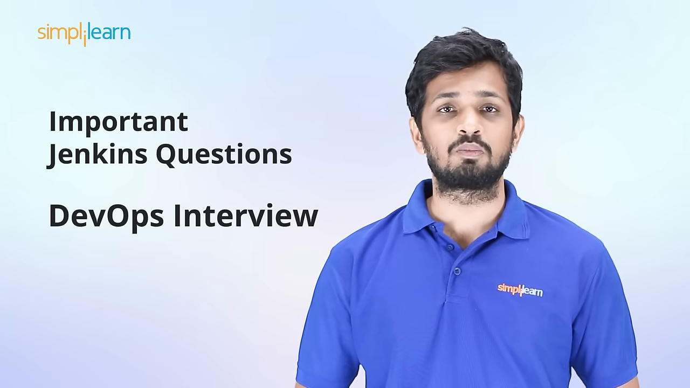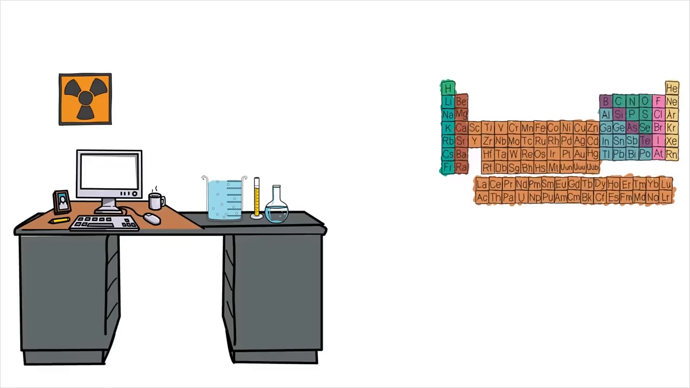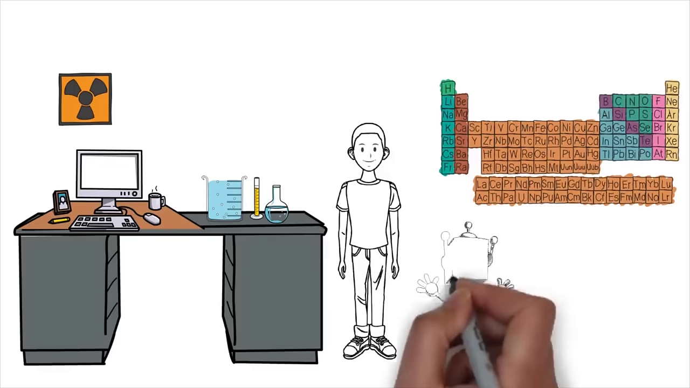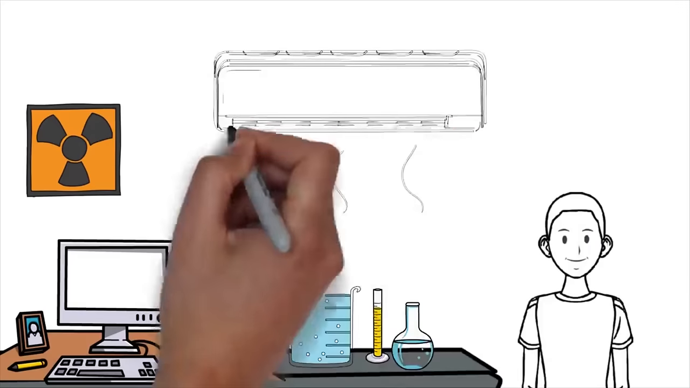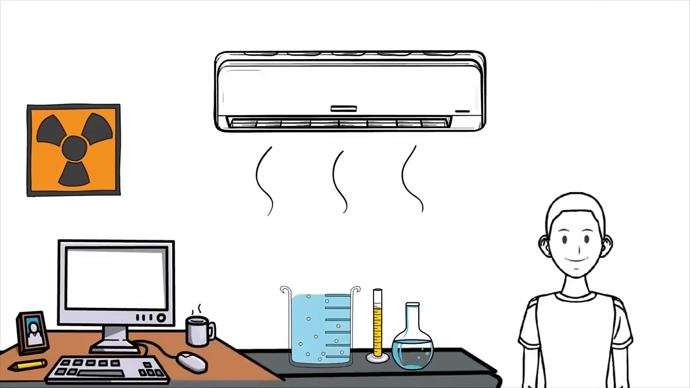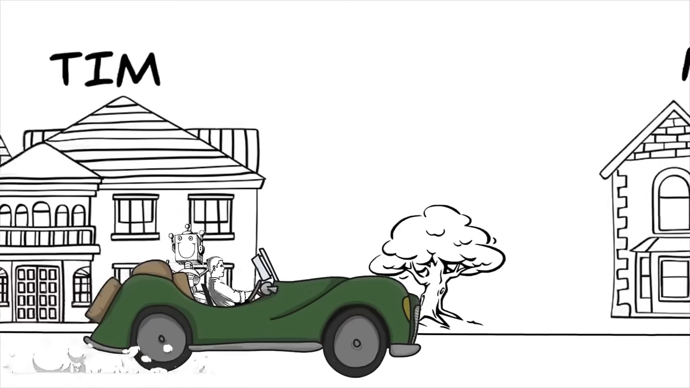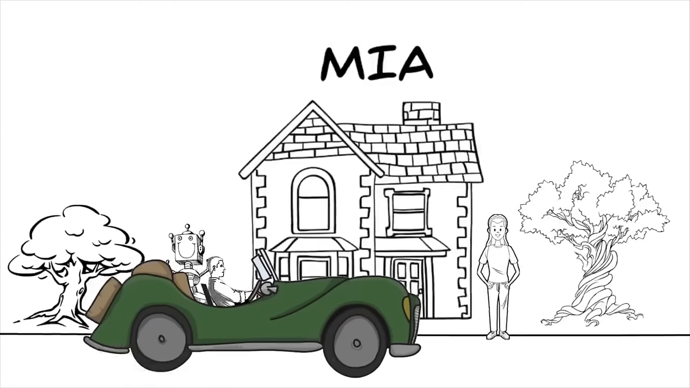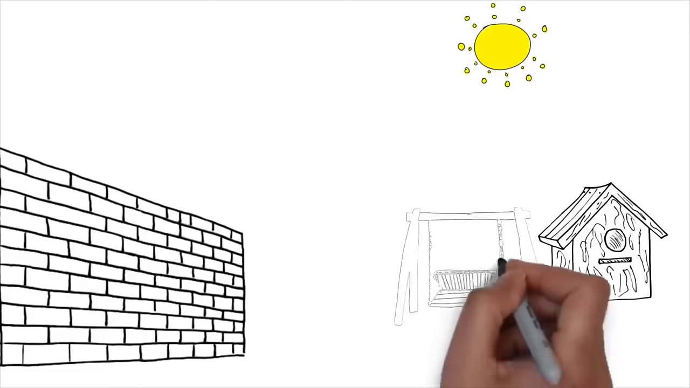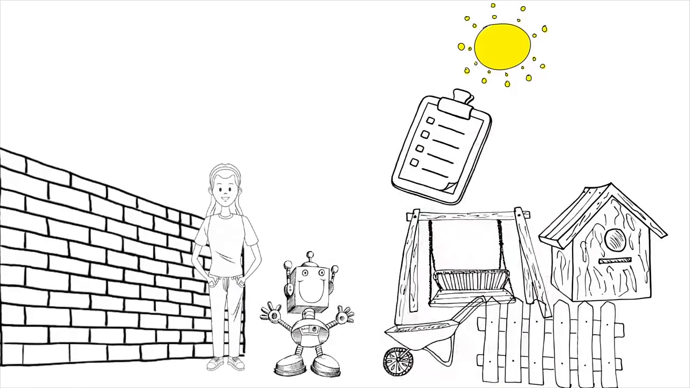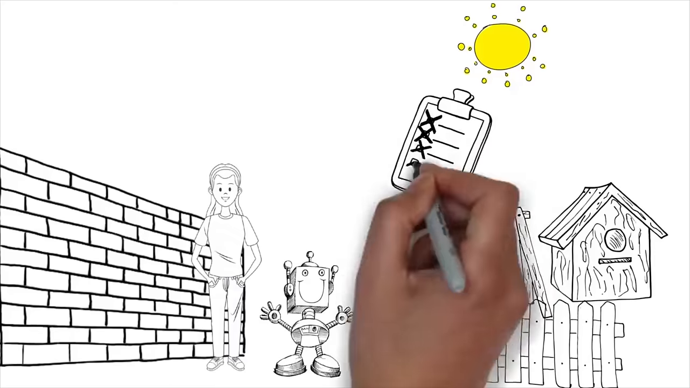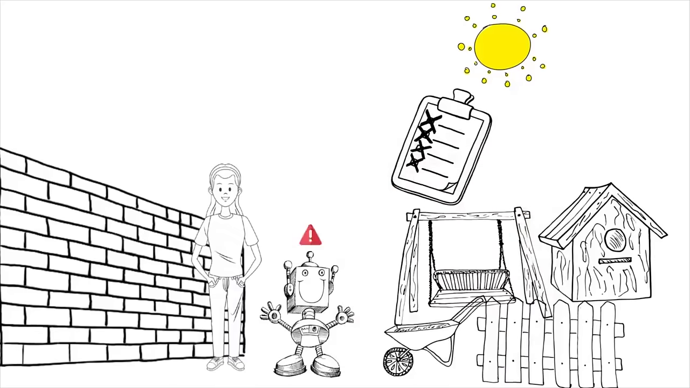Let's first look at a small animated video to understand what is DevOps. Meet Tim. Tim builds a robot in his lab, a climate-controlled and pollution-free environment. Once he's done, he drops the robot off at his project partner, Mia's house. Mia takes it out to her backyard to ensure that the robot meets the requirements. But here is where the problem arises. The change in the environment causes the robot to malfunction.